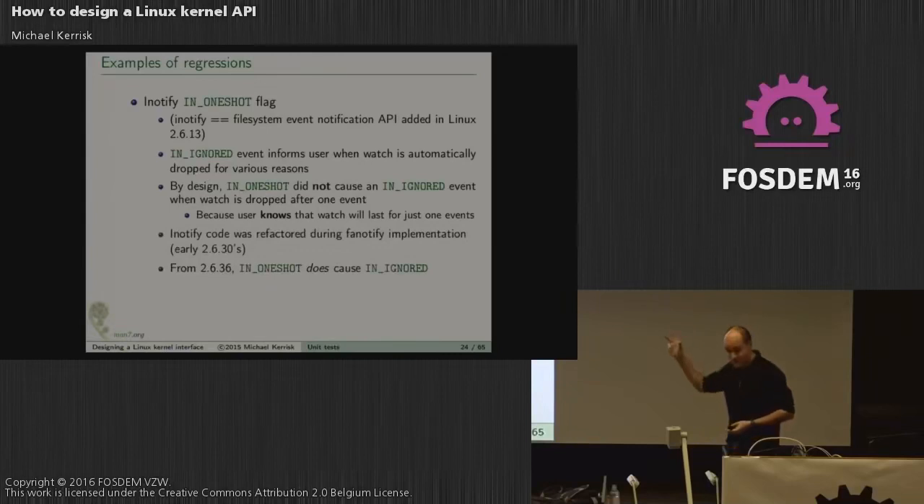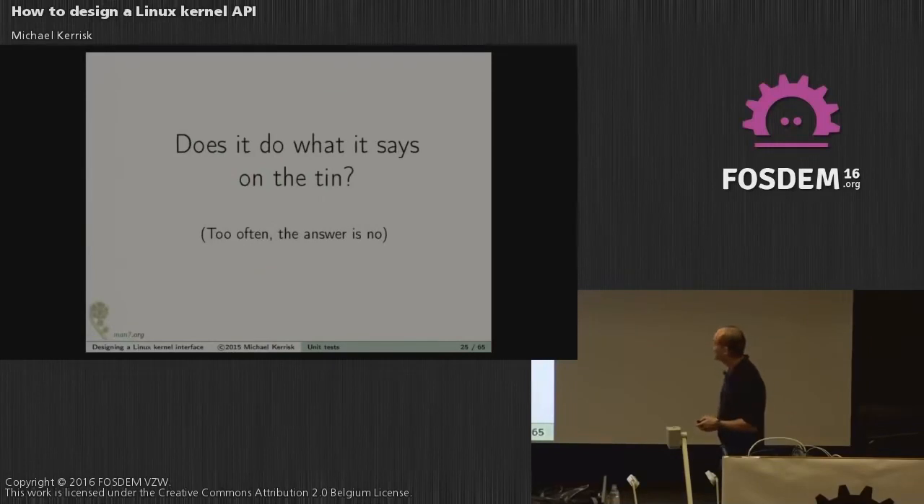So we have these two features, and then several kernel releases later, when the fanotify work was going on. fanotify is another kind of file system monitoring API. When this work was being done, there was a lot of refactoring of the common code between fanotify and inotify, and silently things were changed so that now IN_ONESHOT did generate an IN_IGNORED event. Just another little example of regressions that happen because there are no unit tests.